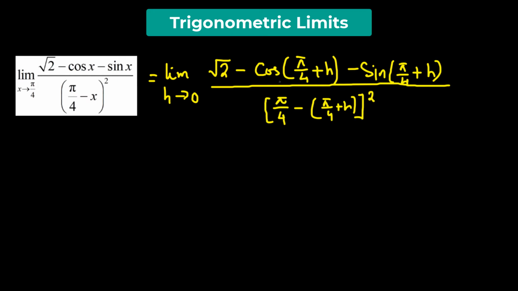Now what we're going to do is expand cos of pi over 4 plus h. So we have cosine of pi over 4 plus h. We're going to use an identity.